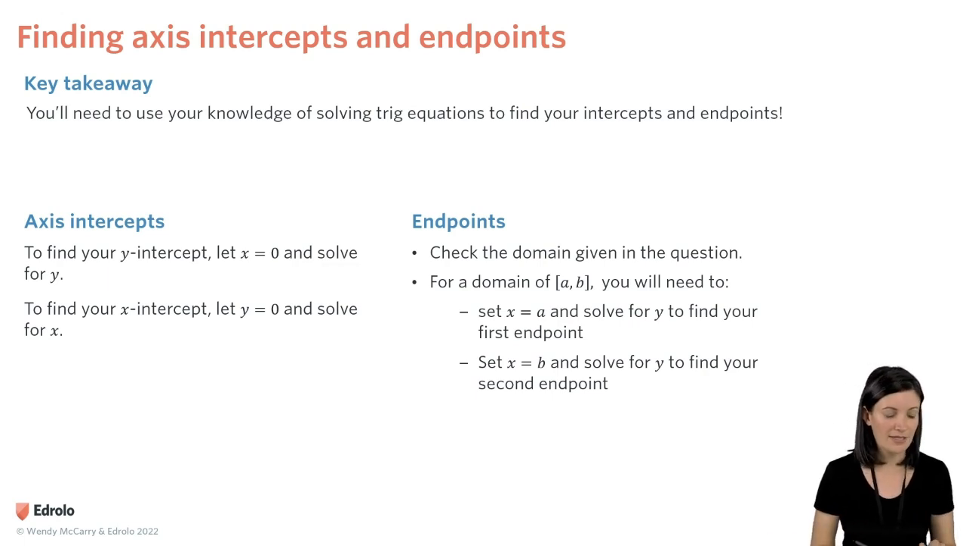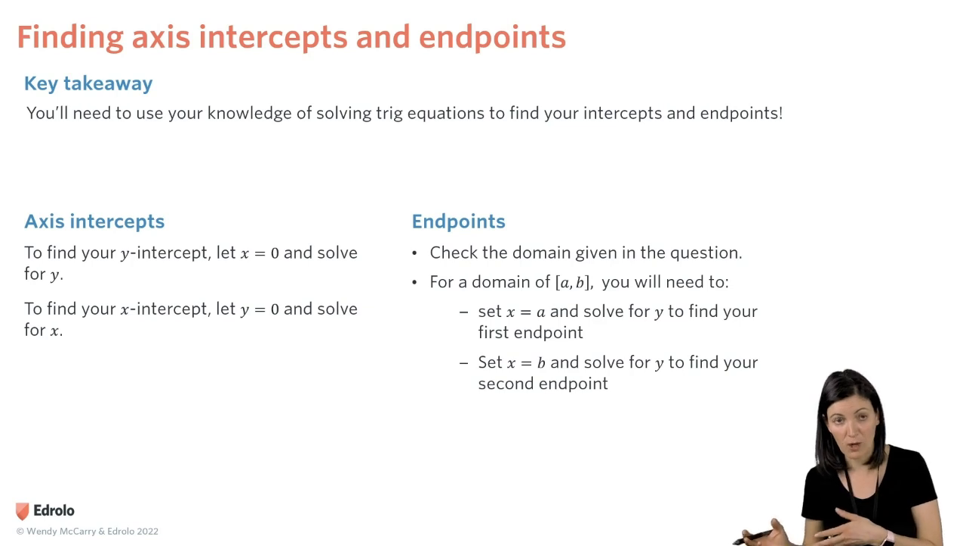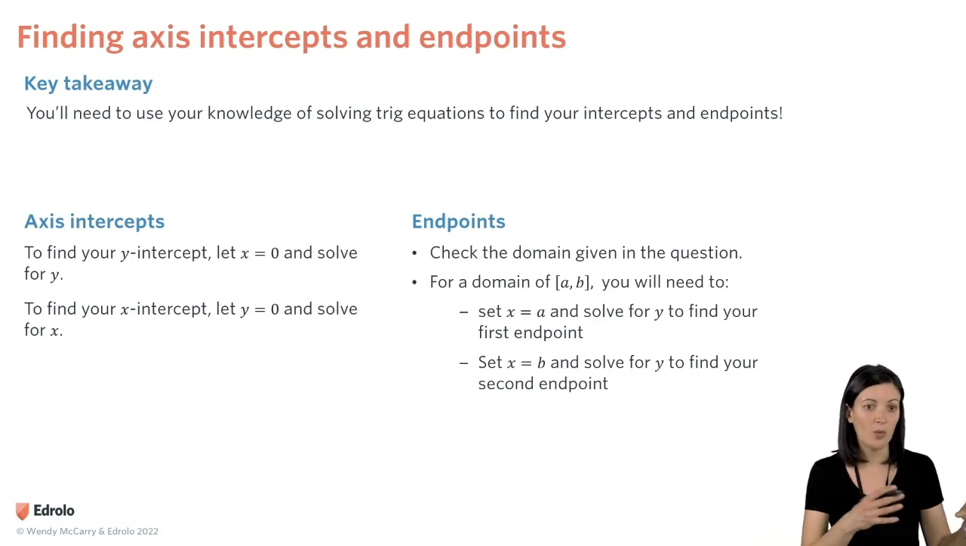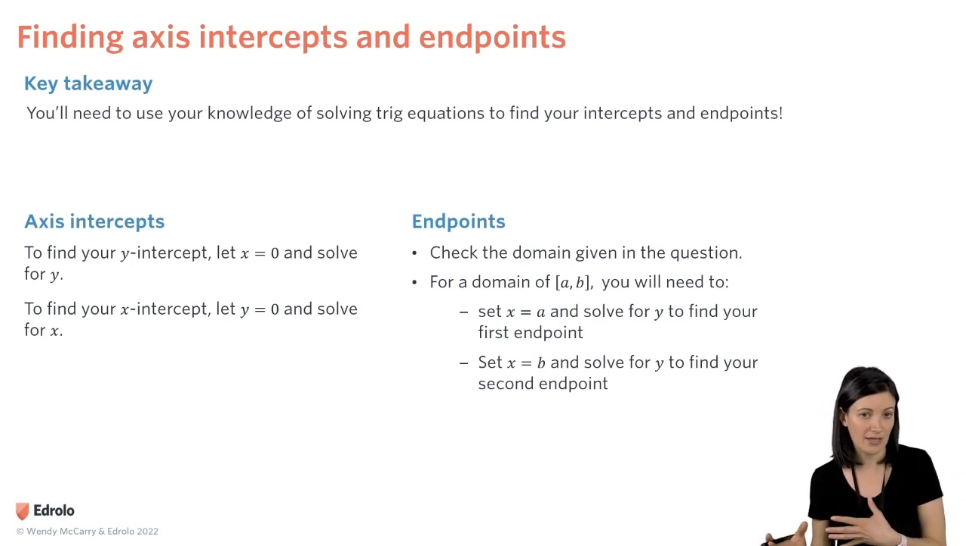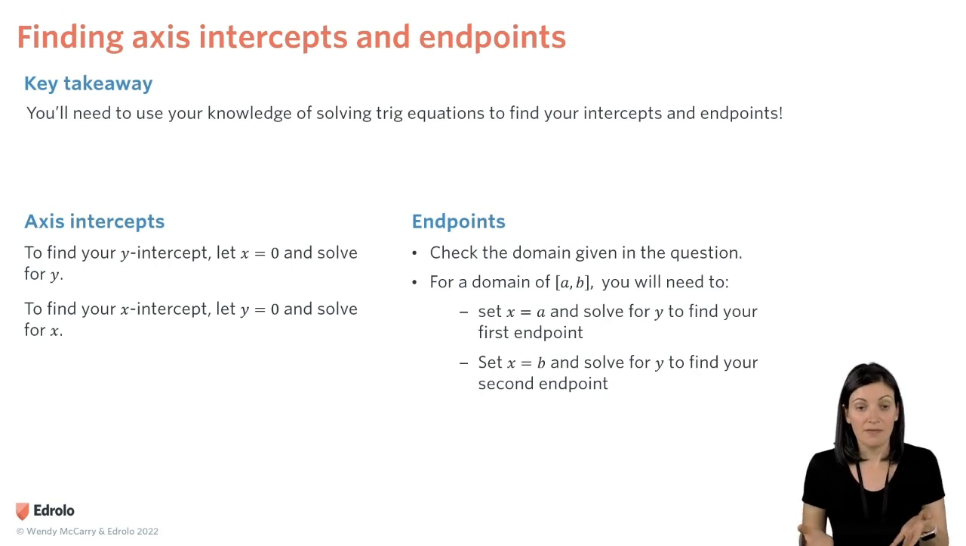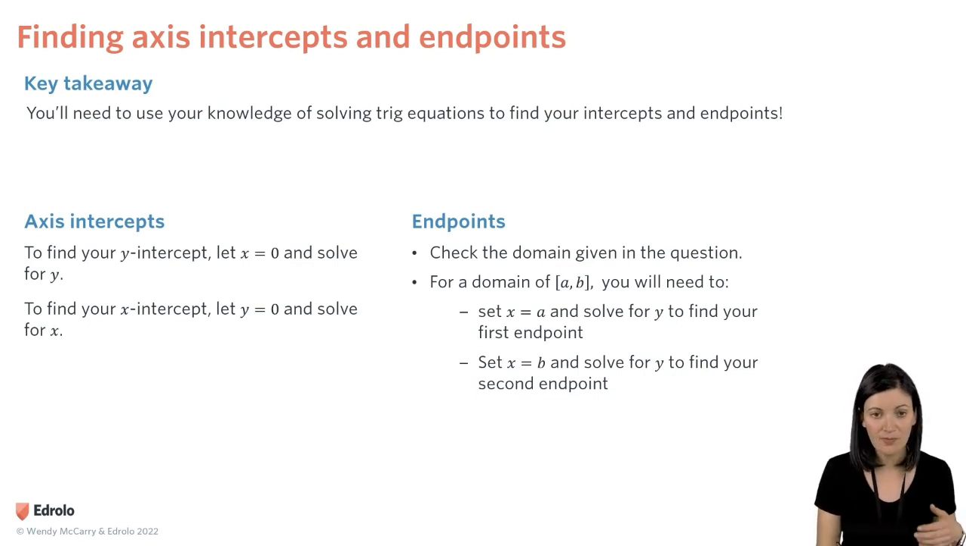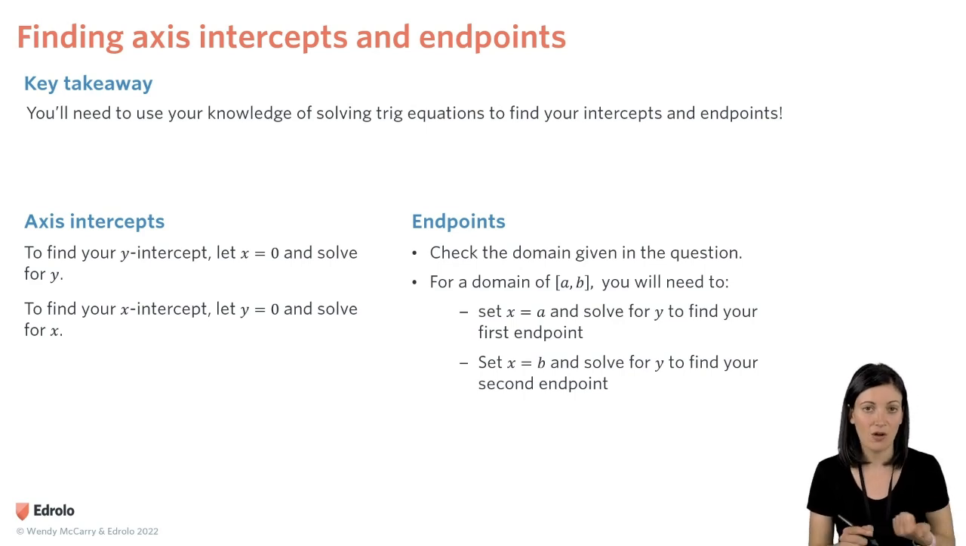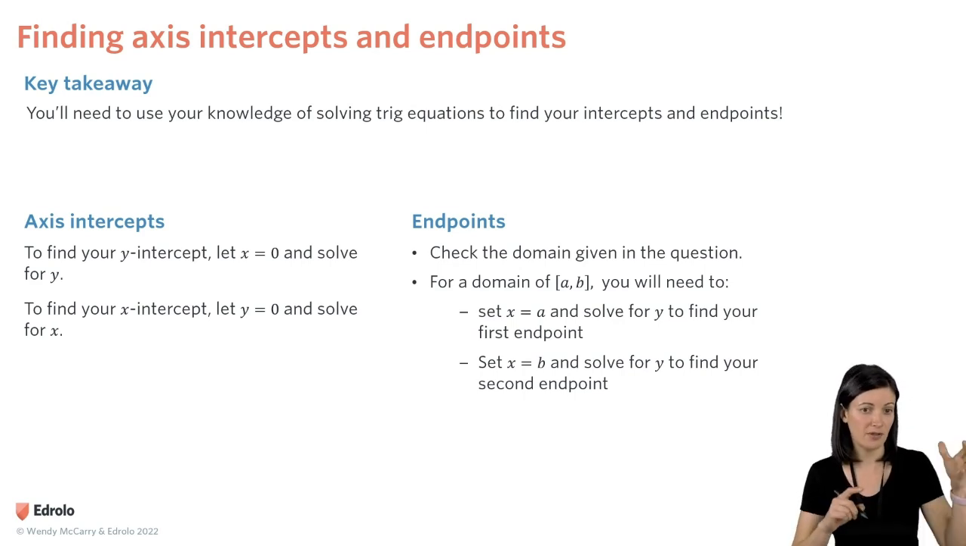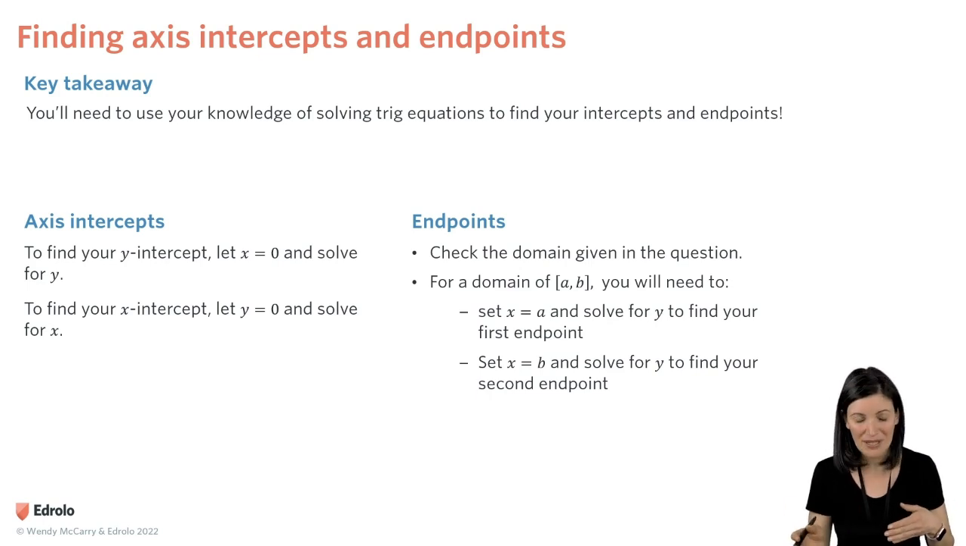So to find the y-intercept, we let x equal 0 and solve for y. To find the x-intercept, we let y equal 0 and solve for x. Okay? To find our endpoints, we look at our domain. So for any domain [a, b], you would set x equal to a and solve for y to find the first, or leftmost, endpoint. And then you would let x equal b to solve for the second endpoint.